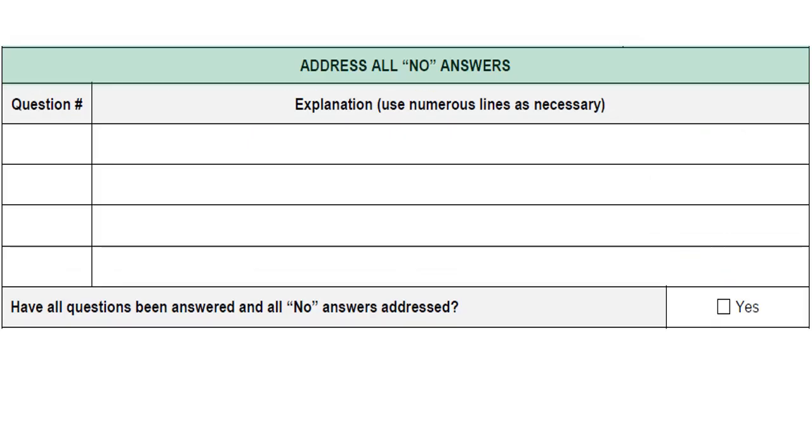The last section of Module 5 is to address all no answers in the module. If any of the questions in this module were answered no, this section must be completed to explain those no answers. Enter the question number from Module 5 and then enter the explanation or justification for selecting no. Lastly, look over the module one final time for completeness before submitting. If all of the questions answered with no have been addressed, check yes here.